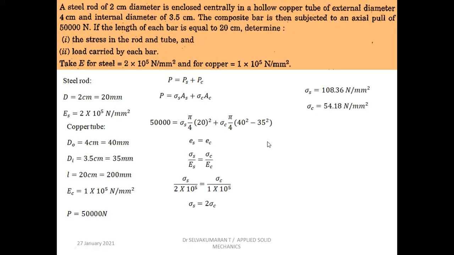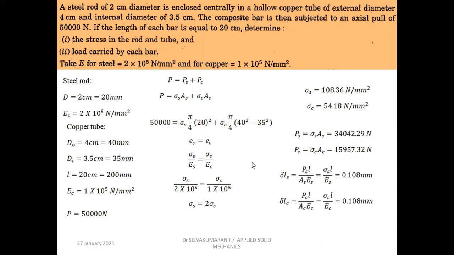Sigma S is equal to 108.36 Newton per mm square, and sigma C is 54.18 Newton per mm square. So these are the stress induced in steel rod and copper tube. So how to find the load? Load is nothing but stress into area. So load carried by steel is nothing but stress induced in steel into the cross-sectional area of the steel. We get 34042.29 Newton, and the load carried or shared by the copper tube is given by stress induced in the copper tube into its cross-sectional area. We get 15957.32 Newton. If you add these two loads, you will get the total load, which is coming out to be 50,000 Newton.